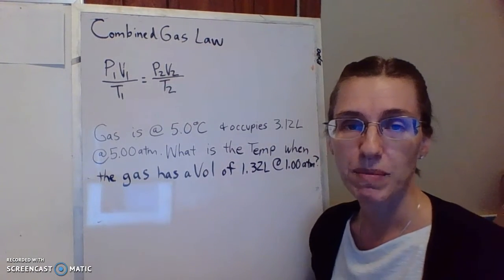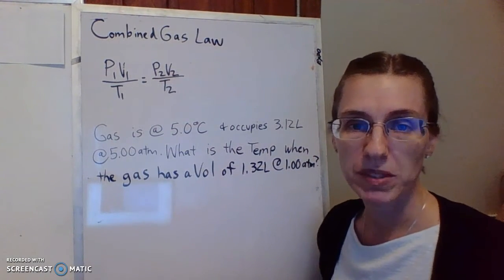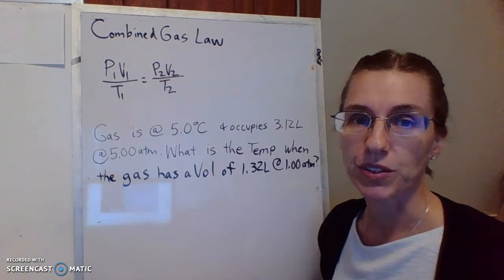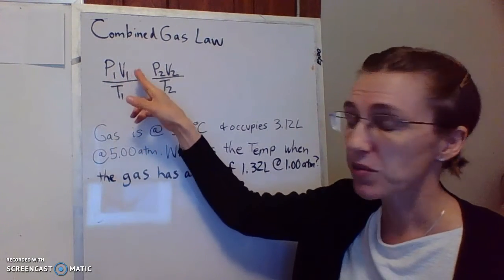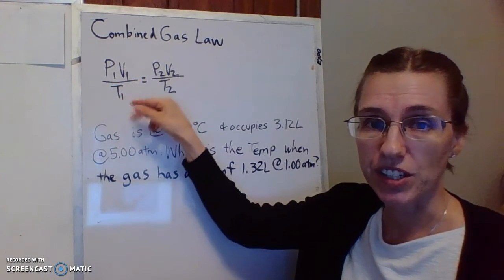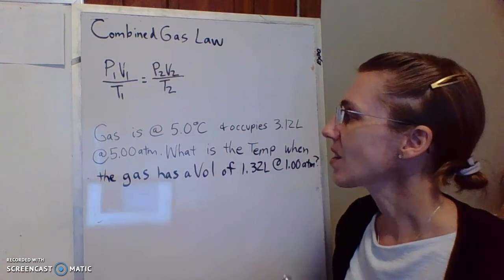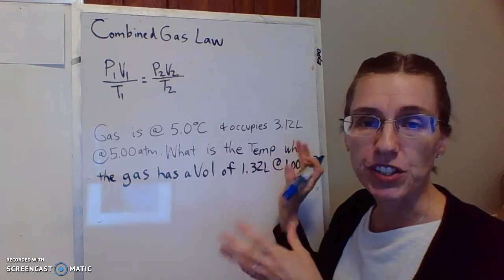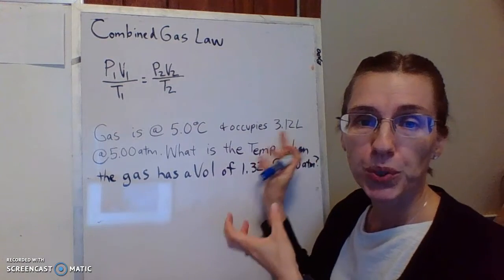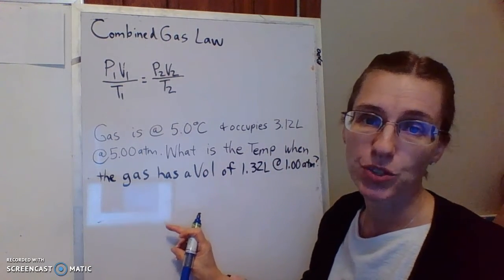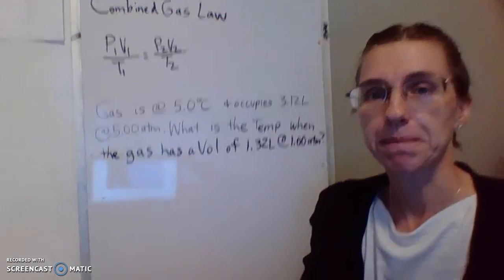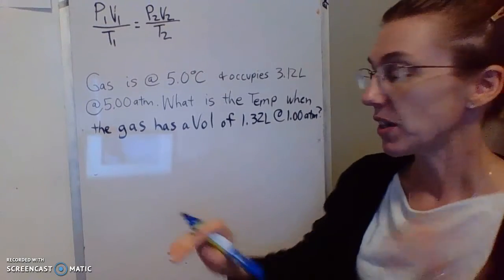Alright, so we're going to talk about the combined gas law and work some problems to make sure that we can understand what's going on here. Remember, pressure times volume divided by temperature of one condition equals your pressure times volume divided by temperature in your second condition. So we're going to start with the word problem. We're going to pull out the information as we get to it in the word problem. Okay? So let's go ahead and do that.